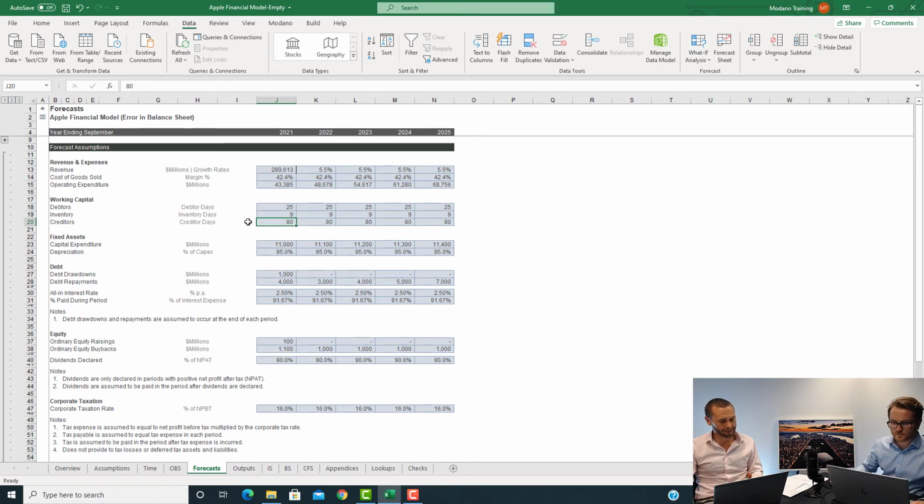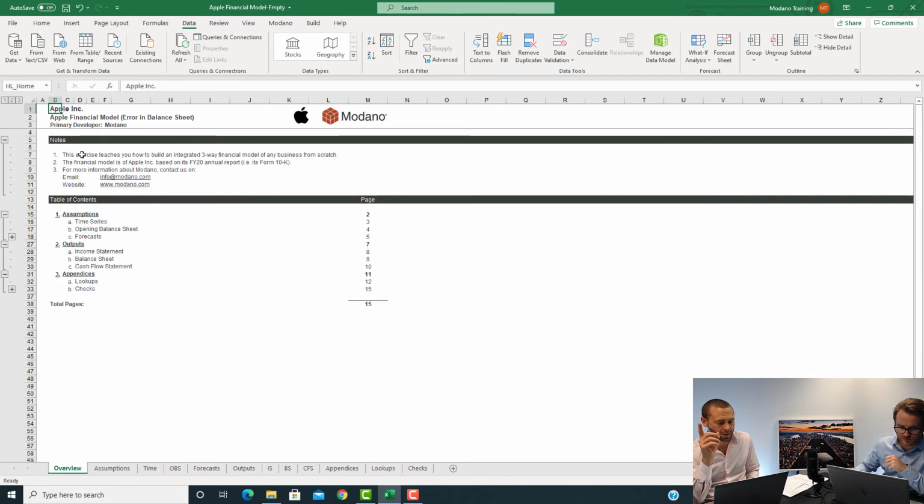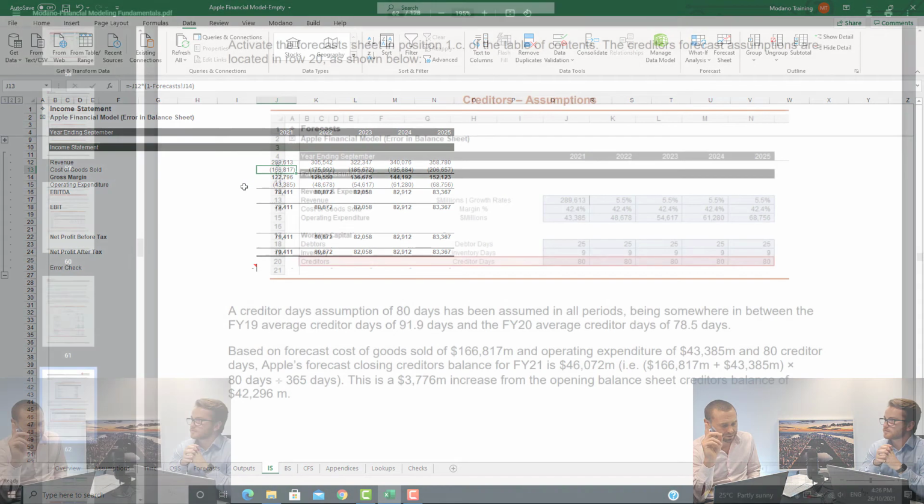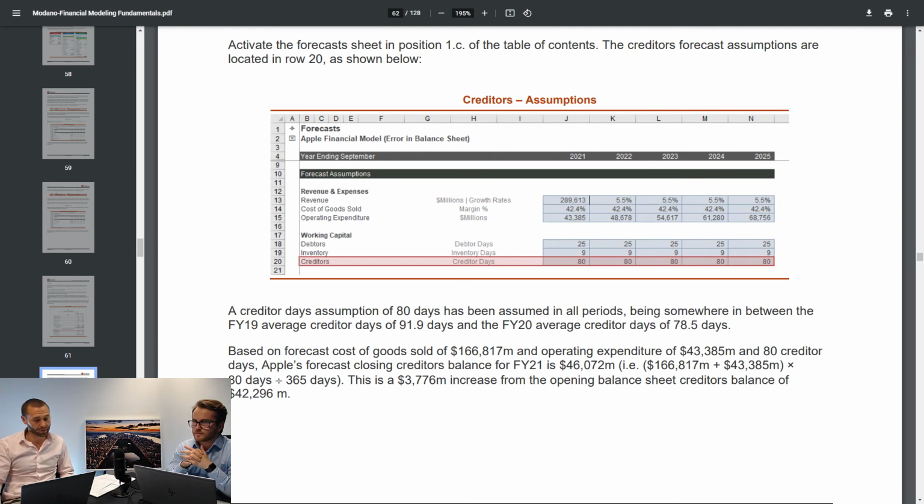So that means, for example, based on forecast cost of goods sold, if you go to the income statement, our cost of goods sold is 166,817, and operating expenditure is 43,385. Now, with our 80 creditor days assumption, that means the closing balance we're going to forecast for FY21 is going to be 46,072, which is the 166,817 plus the 43,385 multiplied by 80 days divided by 365 days in 21. Okay, so that's a 3,776 increase from the opening balance of 42,296. So we're going to go from 42,296 to 46,072.